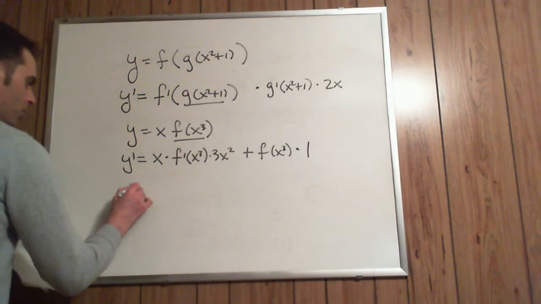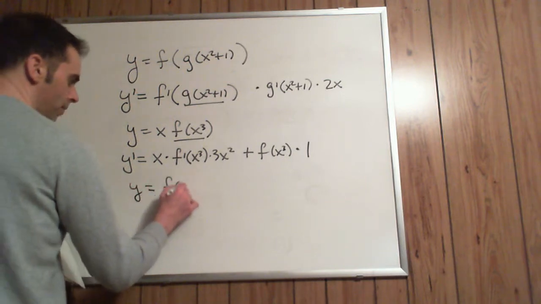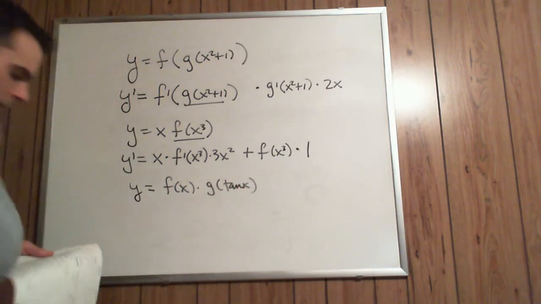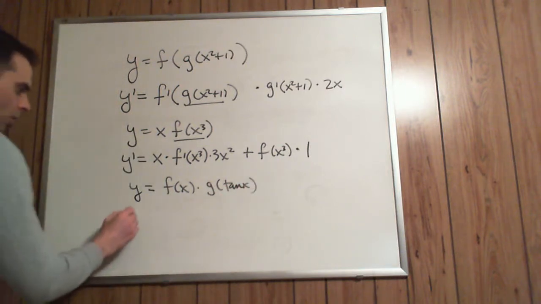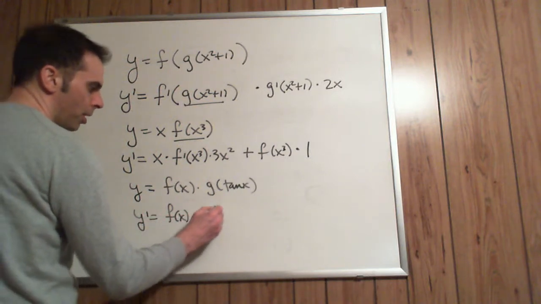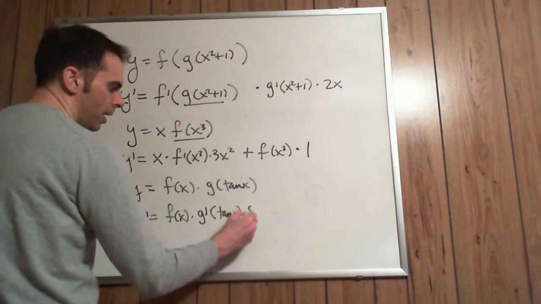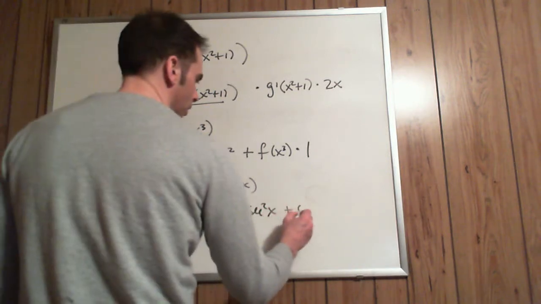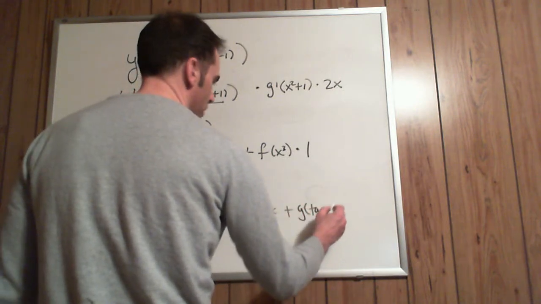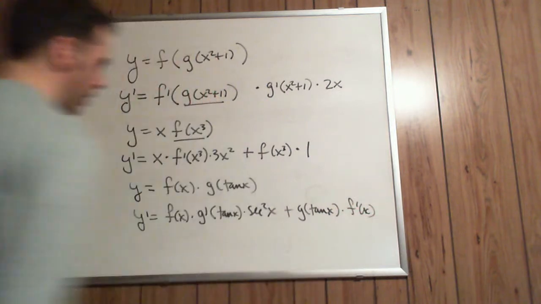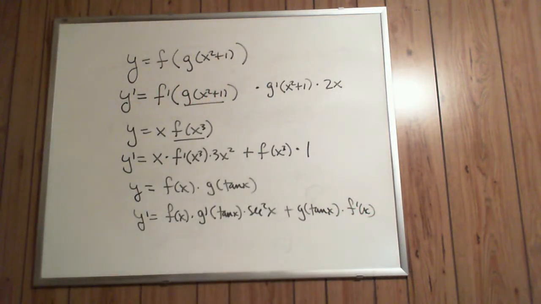I think we should be pretty good with that. Y equals, say, f of x times g of tangent x. Well, that would be a product rule again. So y prime would be equal to f of x times g prime of tangent x times secant squared x, plus the second, which is g of tangent x times the derivative of the first, which is what? F prime of x. Okay? There's that.